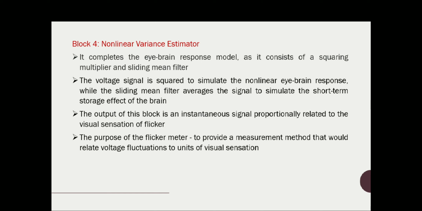You know, flicker is a visual effect, and the output of this block is considered to be the instantaneous flicker level. A level of 1 on the output of this block corresponds to perceptible flicker. And the purpose of the flicker meter is to provide a measurement method that rates voltage fluctuation in units of visual sensation.